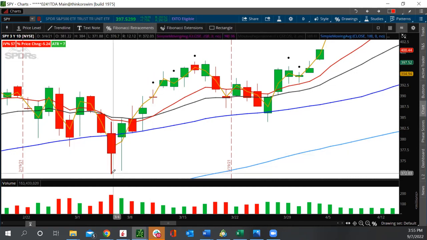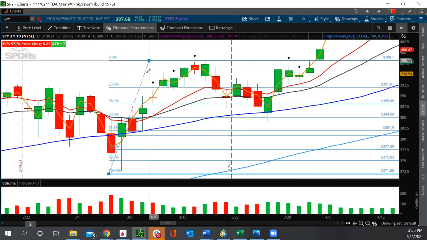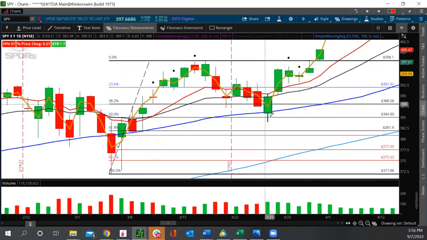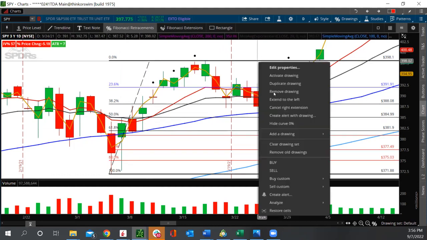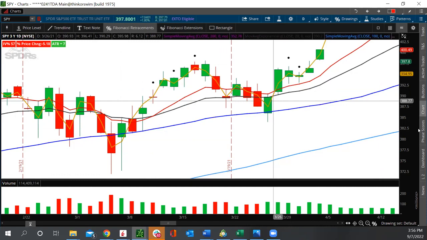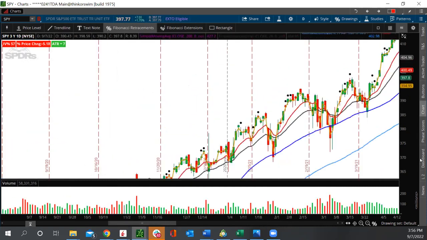So from here, we're just going to click on the low, and we'll go up to the high. And it came right into that 50%, right? So it goes right back into that zone before it starts moving back up. See if we can find another good example.